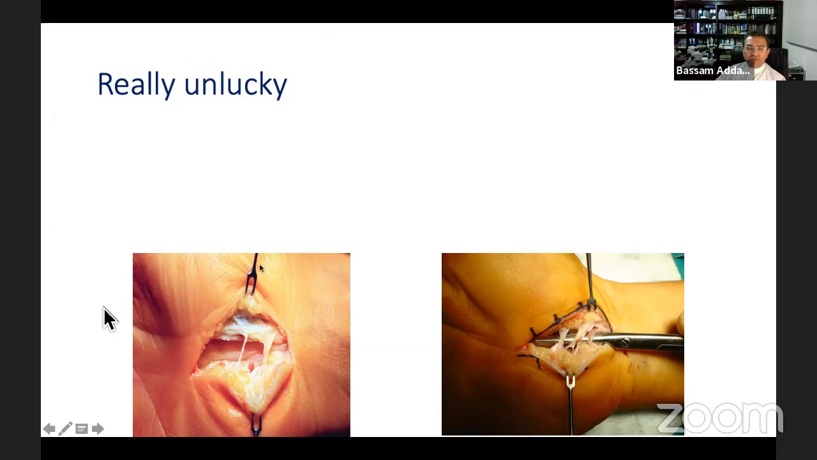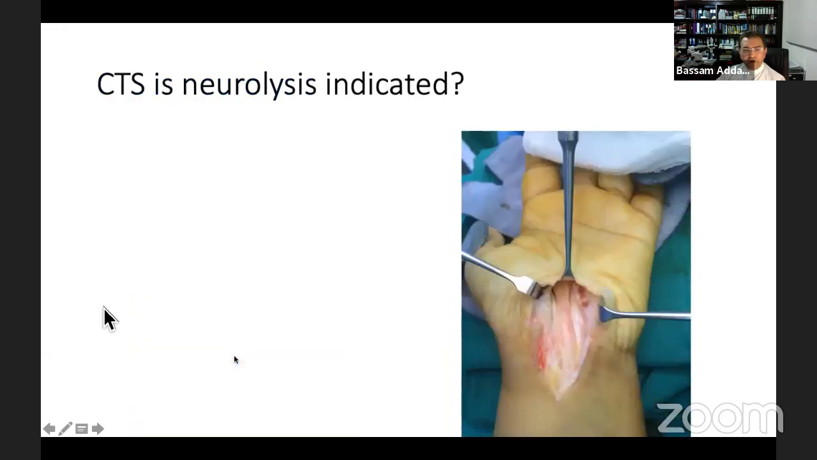These are the branches from the median palmar and median ulnar palmar branches. And you can see how it's easy to cut them. If you can avoid them, it would be very good for the patient.